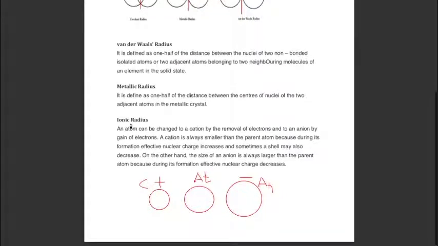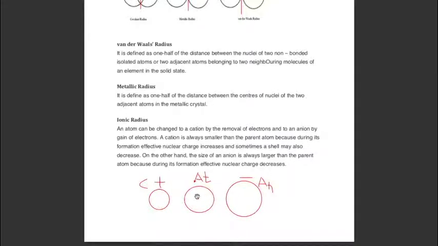Next is ionic radius. Now as we know, an atom can be changed to a cation by removal of electrons and to an anion by gaining of electrons. Suppose this is an atom. Cation is formed by losing of electrons and anion is formed by gaining of electrons.